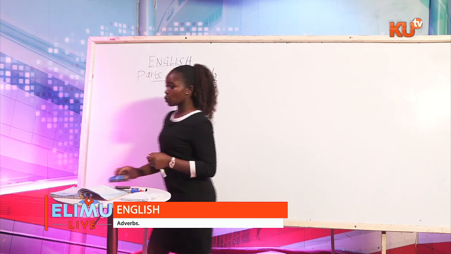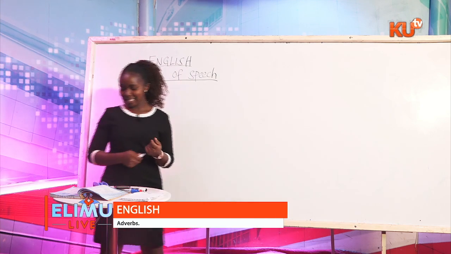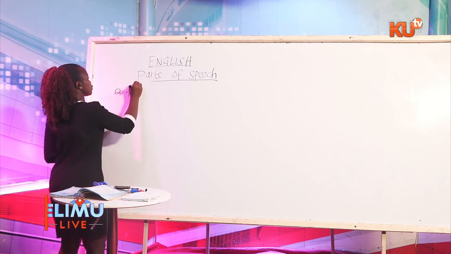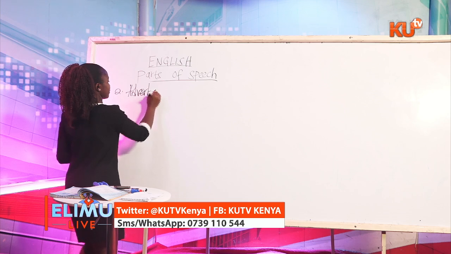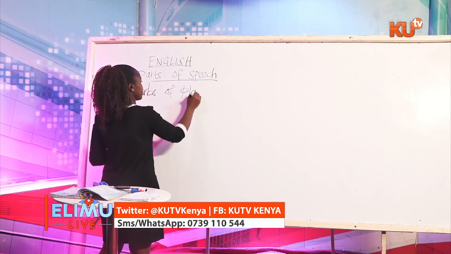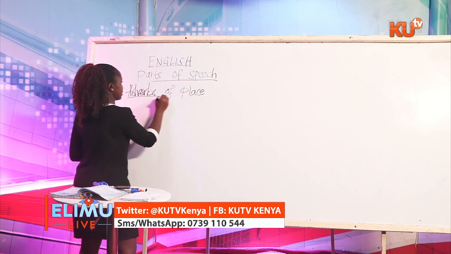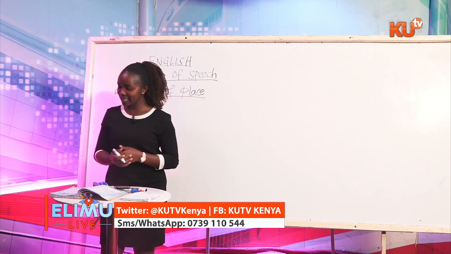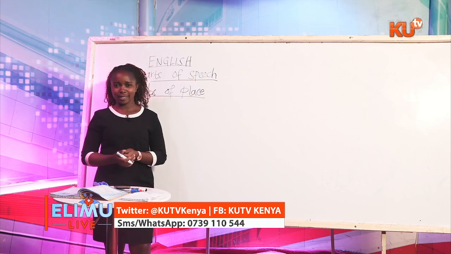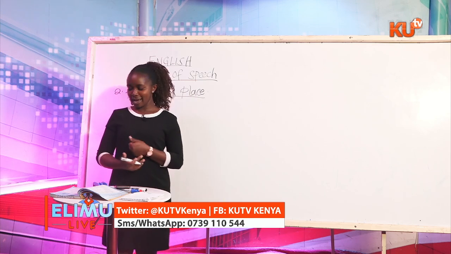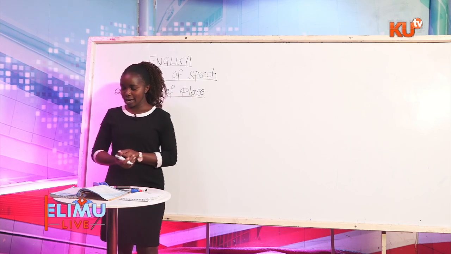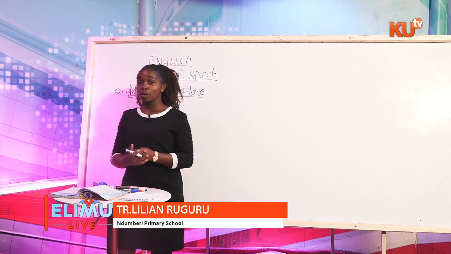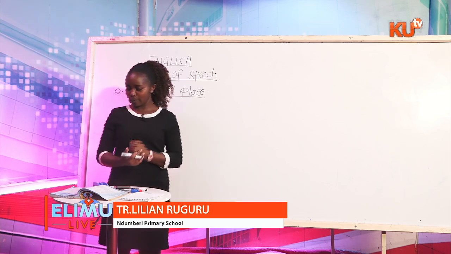I want us to go to adverbs of time. Let's start with adverbs of place. Adverbs of place tell us where something happens. This may include here, there, nearby. Those are some of the examples of adverbs of place.